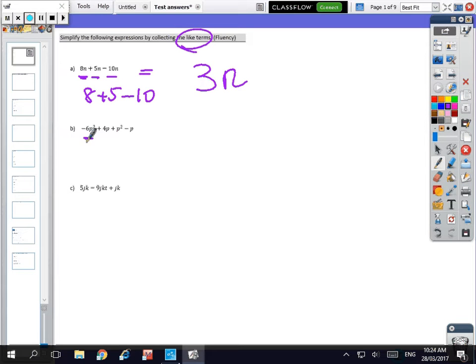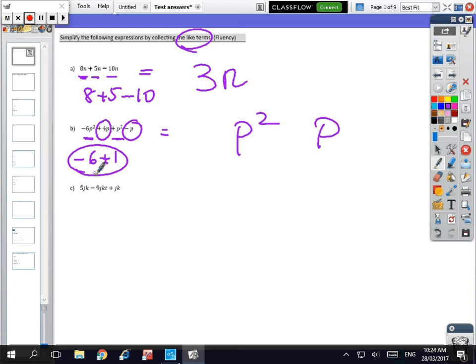Okay, and the next one, we've got p squareds. So the answer must have some p squareds. And then we've got some p's, so the answer must have some p's as well. So we've got minus 6 plus 1 for the p squared, which is minus 5. And then we've got 4 minus 1, which is positive 3.